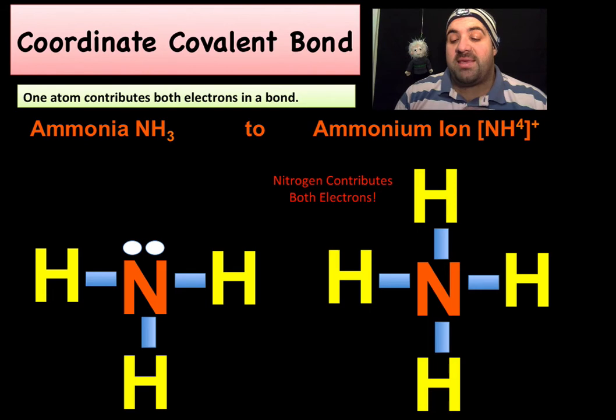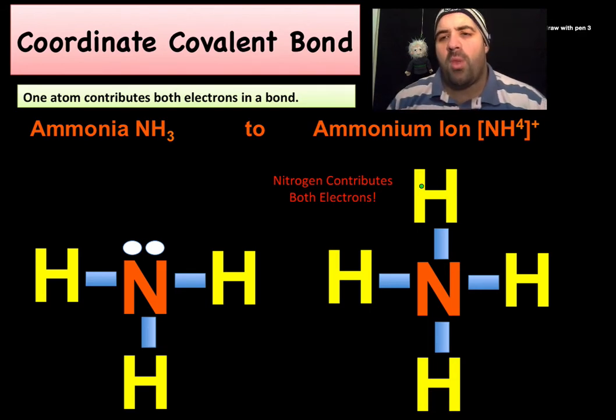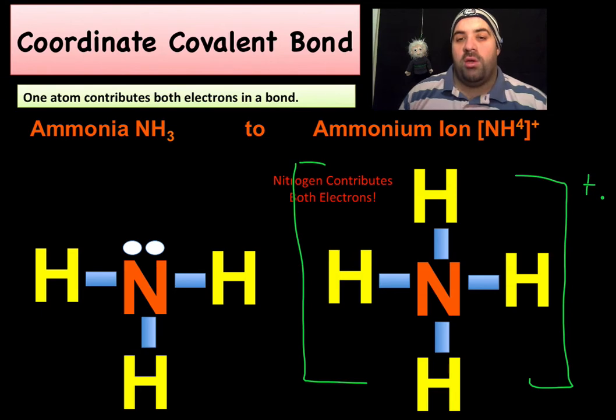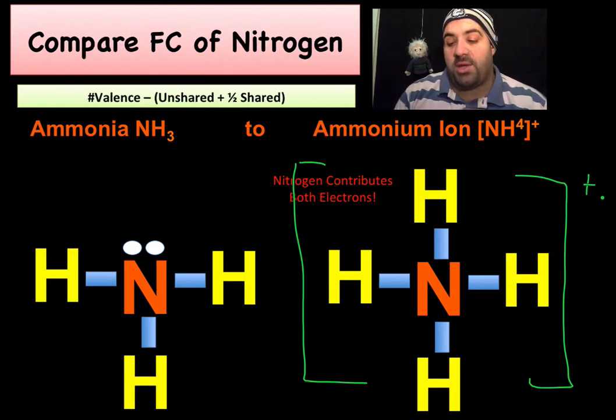And of course, now this is a polyatomic ion. It has a plus charge, so in order to draw the correct Lewis structure for this, we would have to put brackets around it and indicate the charge. And nitrogen is contributing both electrons in that bond.